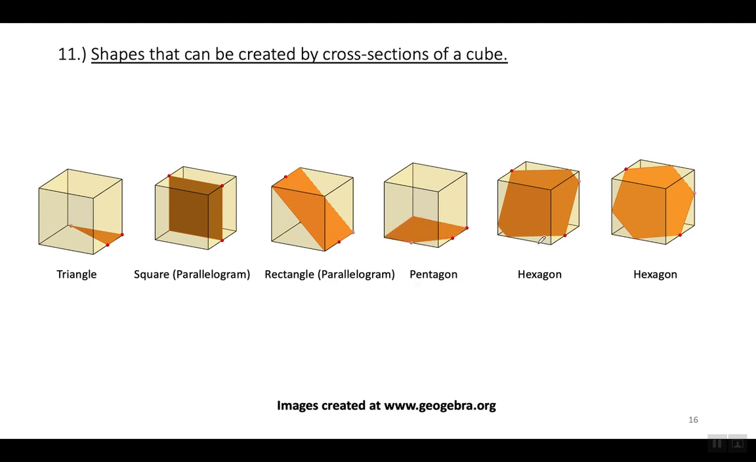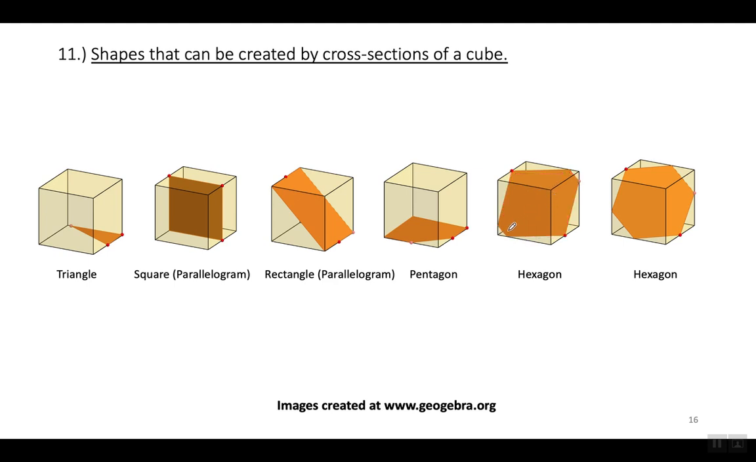Okay, over here, I put two pictures of the same thing just because this one looks more like a regular hexagon and this one looks more like an irregular hexagon. Okay, but it's a hexagon because hex means six, all right? Six sides. So one, two, three, four, five, six, all right?